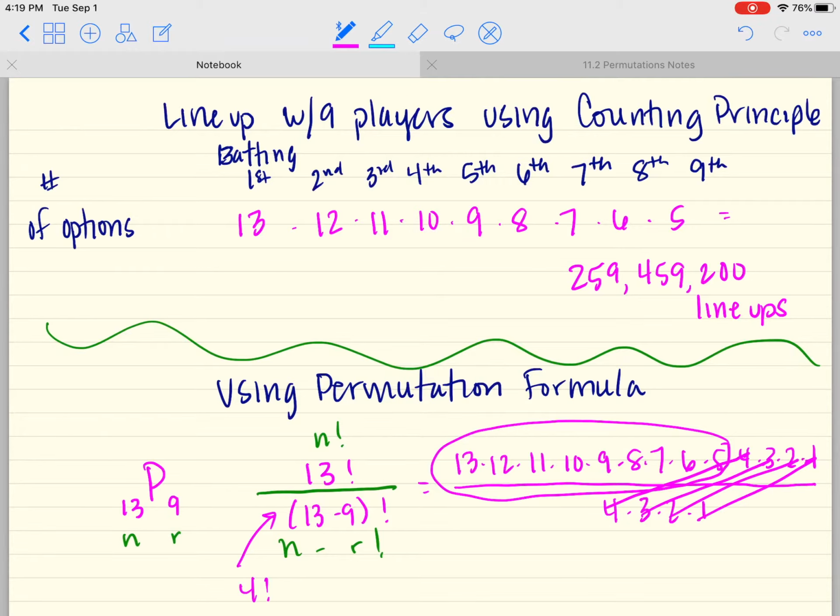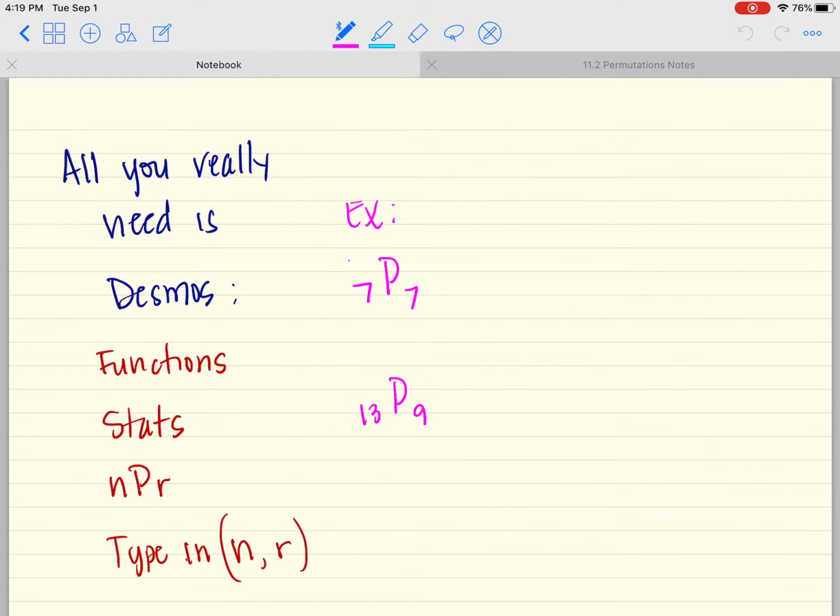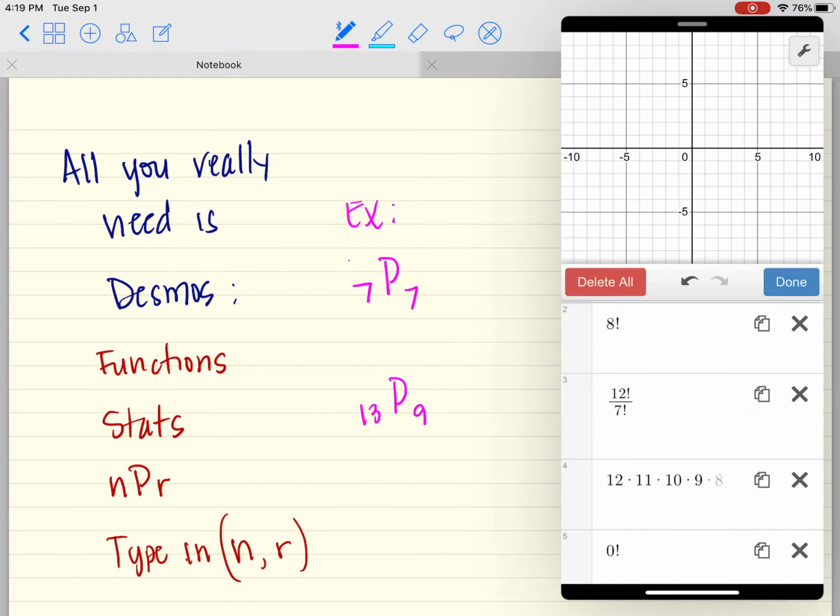Now that formula might not look much easier for you, but in fact it is, because we don't actually have to use the formula. We don't even have to know the formula or memorize the formula. We just have to be able to use Desmos. Desmos will actually do this calculation of the formula for you. So if you understand you have a permutation, you can just punch something in the calculator. So all you really need is Desmos. So let me show you how to do this in Desmos.